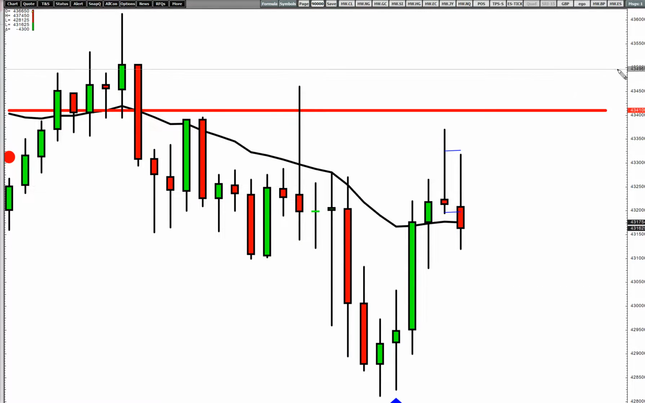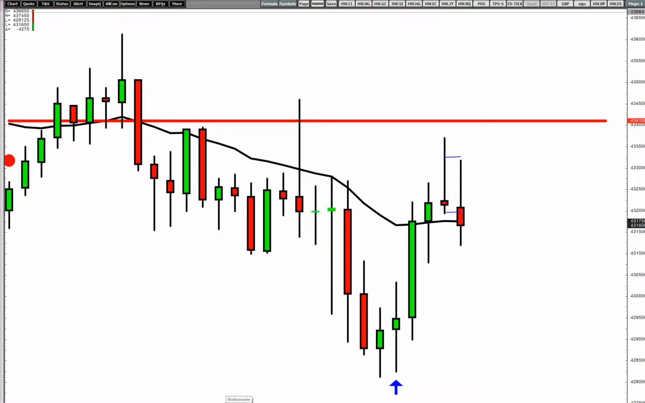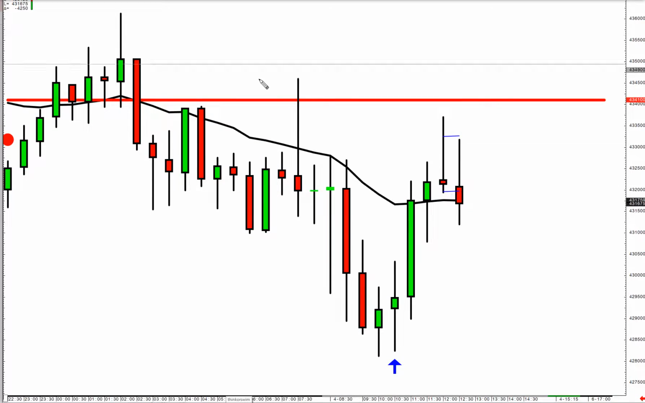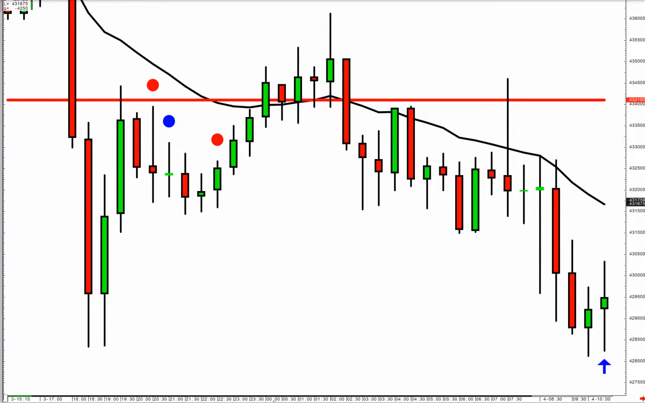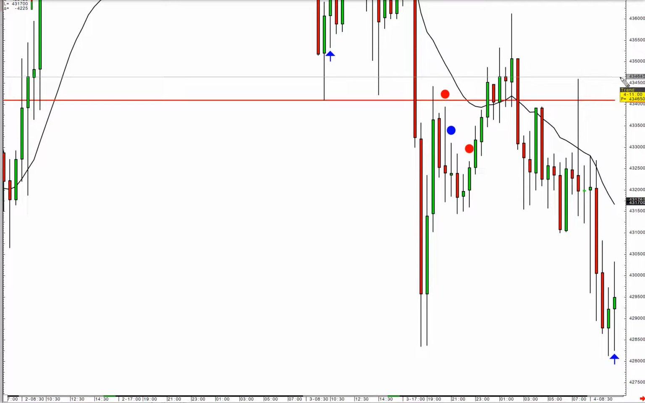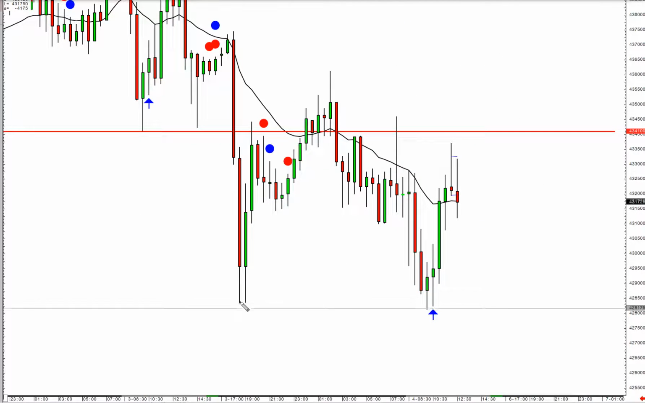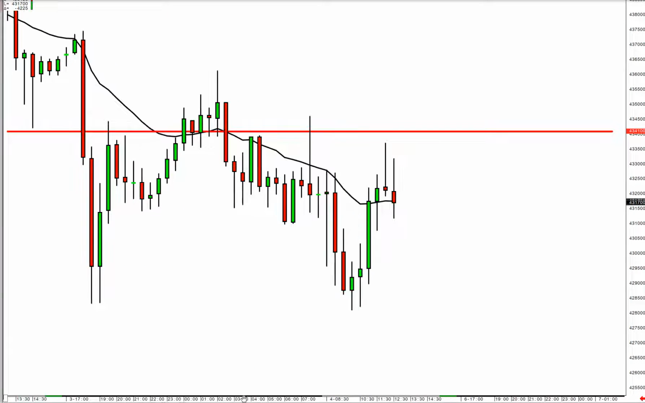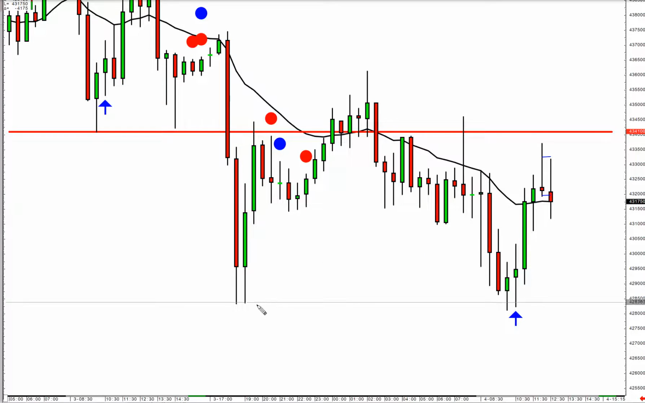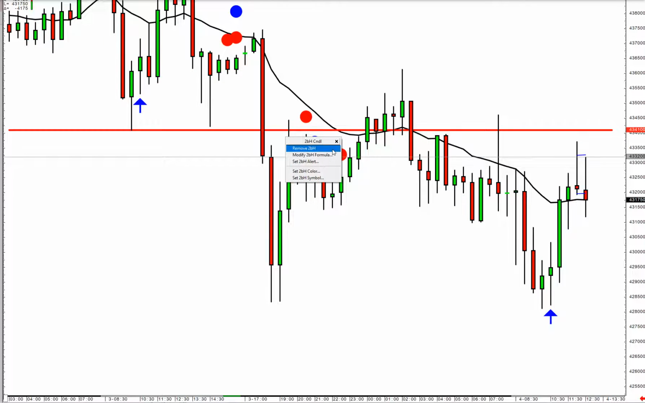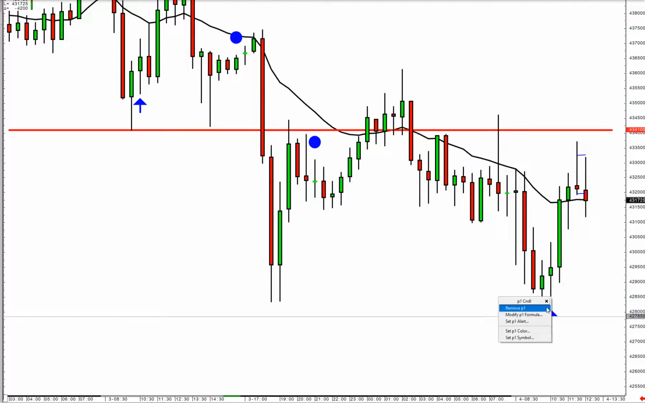So we can see that we first broke below yesterday's low on the 6 p.m. central bar, and it was quite the violent break. And let's take all of this other stuff off for now.